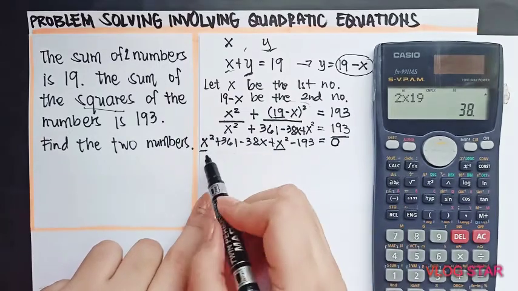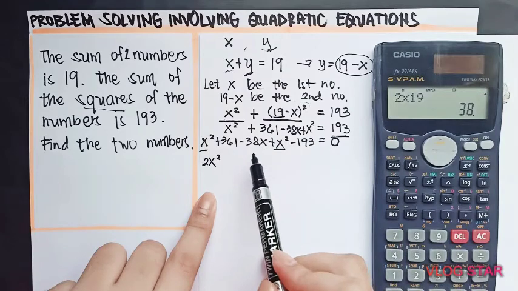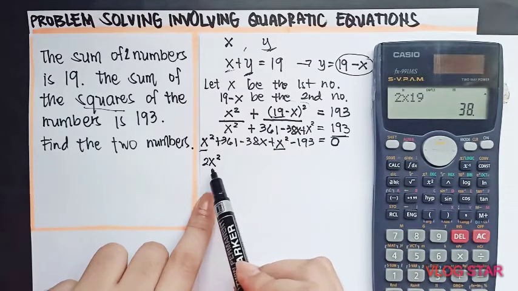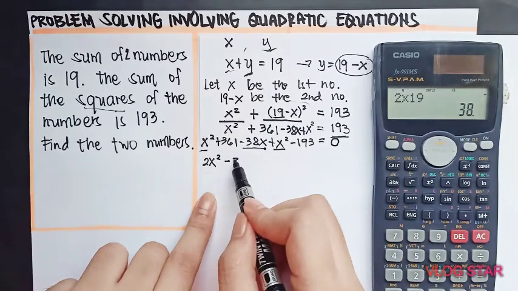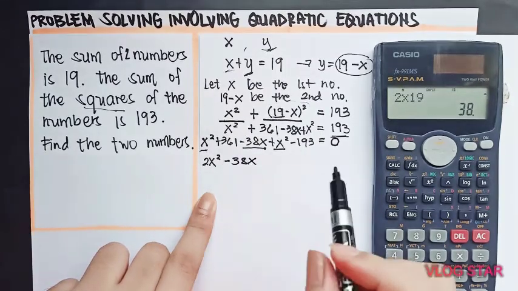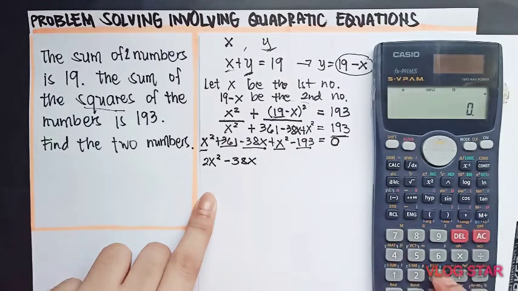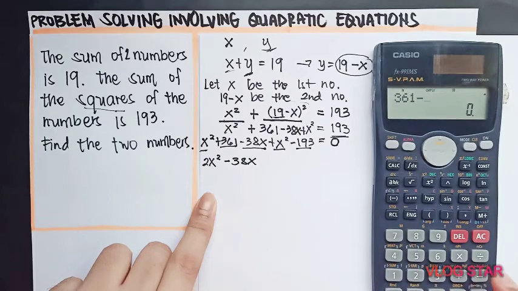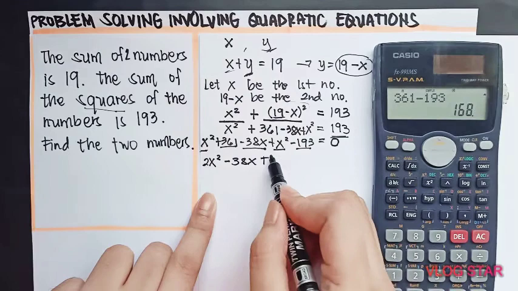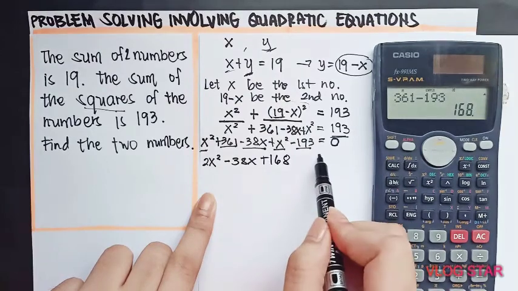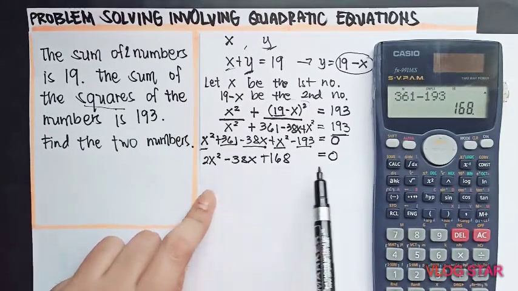So x squared plus x squared, that's 2x squared. And then this will be followed by bx. This is our bx, so let's just copy it: negative 38x, and then the constant 361 minus 193, that gives us 168, and then equals 0. So we have now a quadratic equation in standard form.